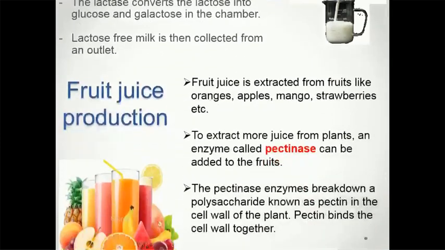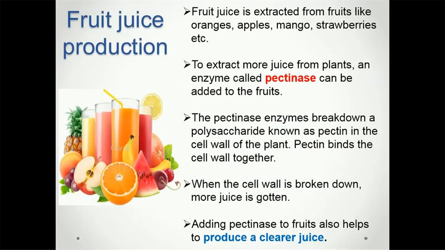Now, the next one I want to look at is fruit juice production. Now, fruit juice is extracted from fruits such as oranges, apples, mangoes, strawberries, mention them. So you can get fruit juice of different kinds of flavor based on the fruit that is used. Now, to extract more fruit juice from this plant or fruit, an enzyme called pectinase can be added to the fruit. Now, what does the pectinase do?